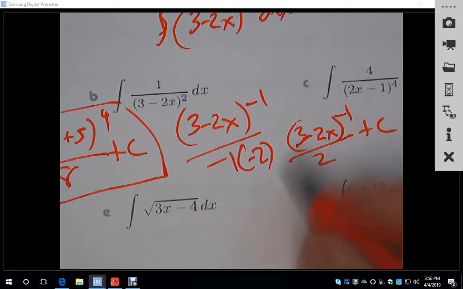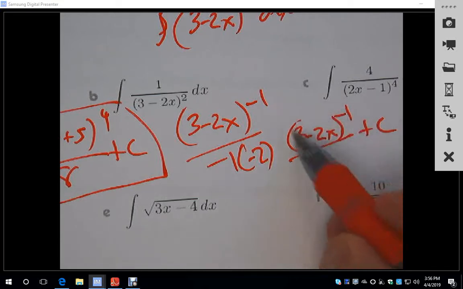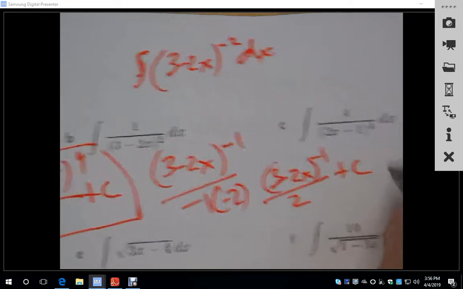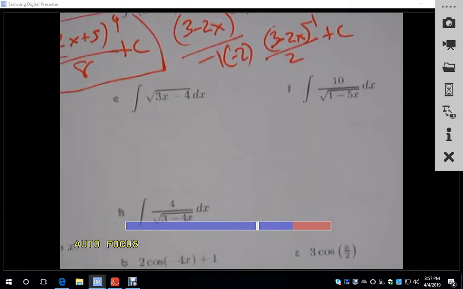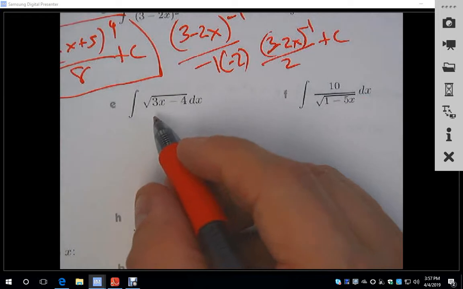Now if you're uncomfortable with this, because we have a negative exponent that's not considered simplified, you move all of this back down to the denominator. So you get something like, well, I'm not going to worry about it. If that's something that you need to do for your class, then I would suggest that you do that. So let's do e.